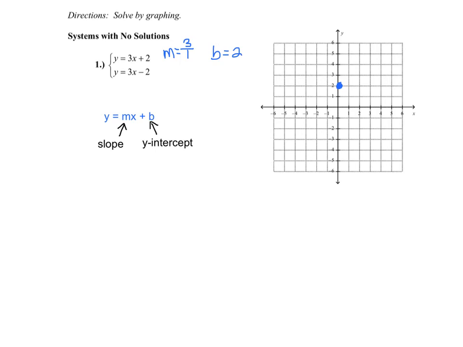Then rise over run: you're going to rise 3, 1, 2, 3, and run 1 to the right because it is a positive slope. When we're doing a system of equations, we want to plot a couple of points. So now let's go down 3, 1, 2, 3, and go 1 to the left. Make your line and label it y = 3x + 2.